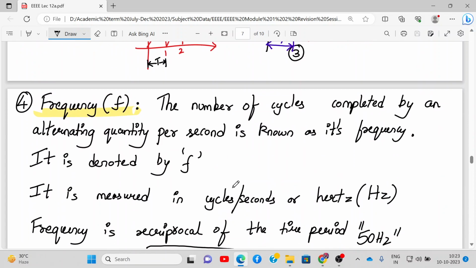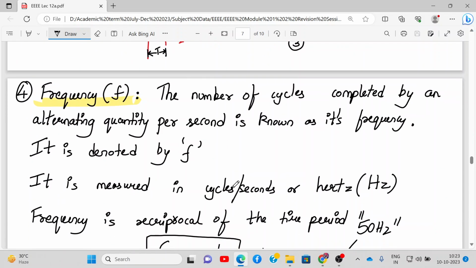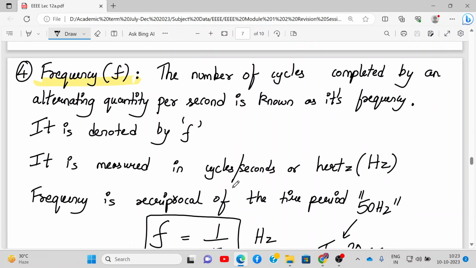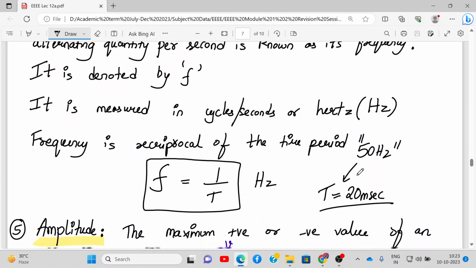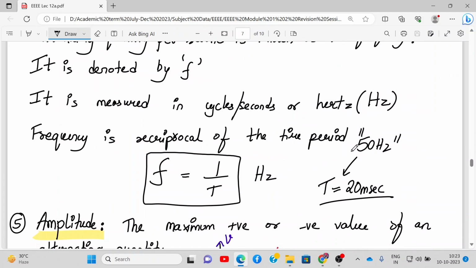Now next is the frequency. The 1 upon time period will give me the frequency. So basically the number of cycles completed by an alternating quantity per second is known as frequency. It is denoted by small letter f. It is measured in cycles per second or hertz. The frequency is the reciprocal of the time period.